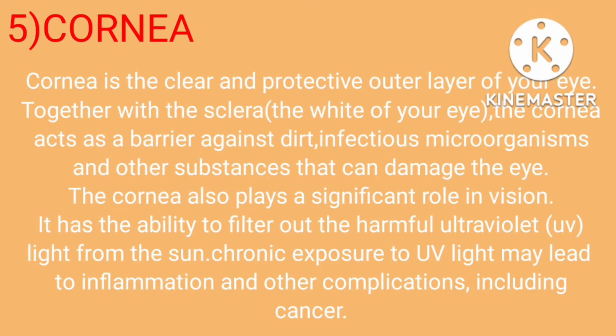Number 5. Cornea. The cornea is a clear and protective outer layer of your eye. Together with the sclera, the white of your eye, the cornea acts as a barrier against dirt, infectious microorganisms, and other substances that can damage the eye. The cornea also plays a significant role in vision. It has the ability to filter out the harmful ultraviolet light from the sun. Chronic exposure to UV light may lead to inflammation and other complications, including cancer.